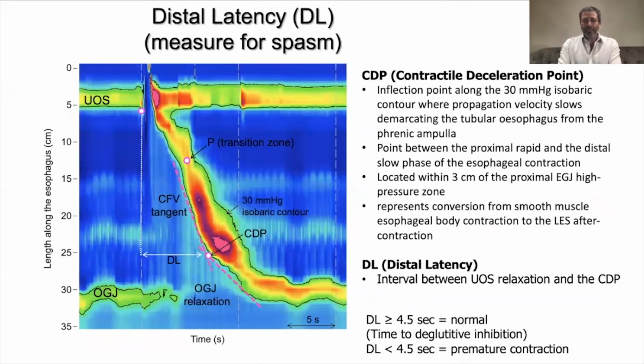With regards to spasm, distal latency is a parameter of interest. This measures the time to deglutition, the time from initiation of swallow to the end of peristalsis, where the velocity of peristalsis changes from the esophageal body to the LES after contraction. We require a minimum amount of time to allow for propagation, and this is considered to be 4.5 seconds.